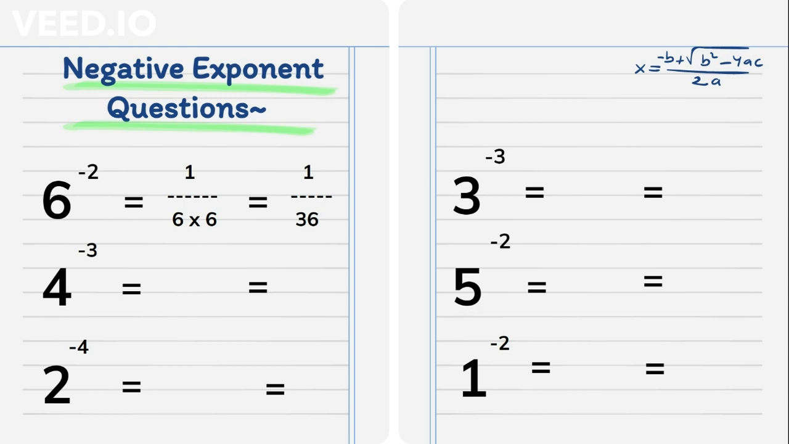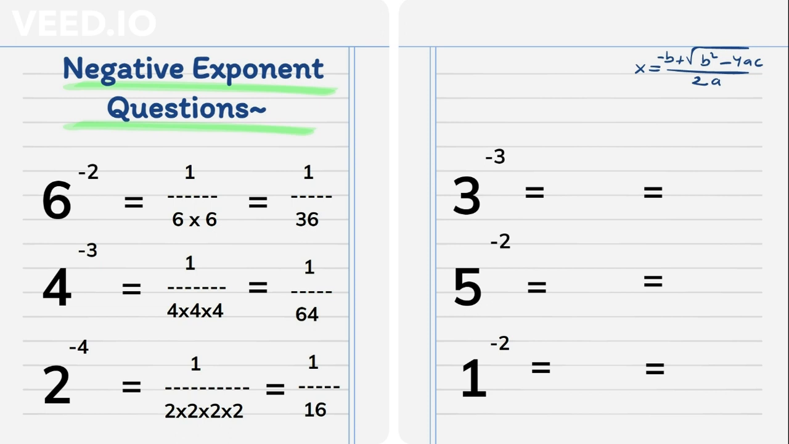Now let's move on to the second question. 4 to the negative third power equals 1 over 4 times 4 times 4. The answer is 1 over 64. 2 to the negative fourth power equals 1 over 2 times 2 times 2 times 2. The answer is 1 over 16.